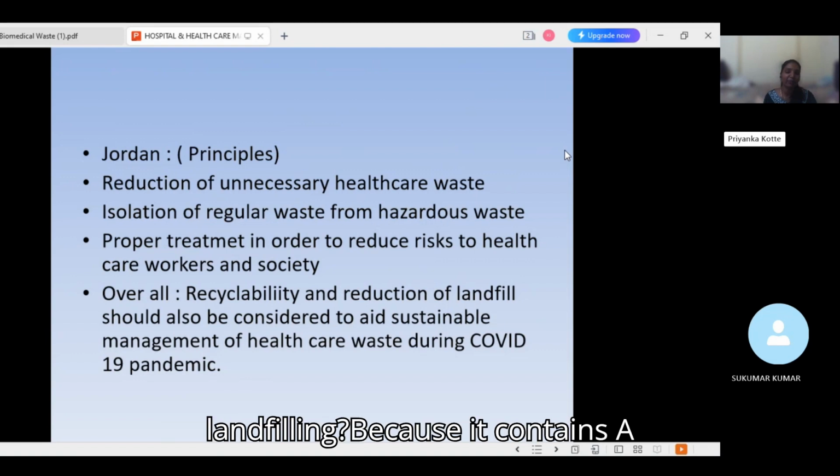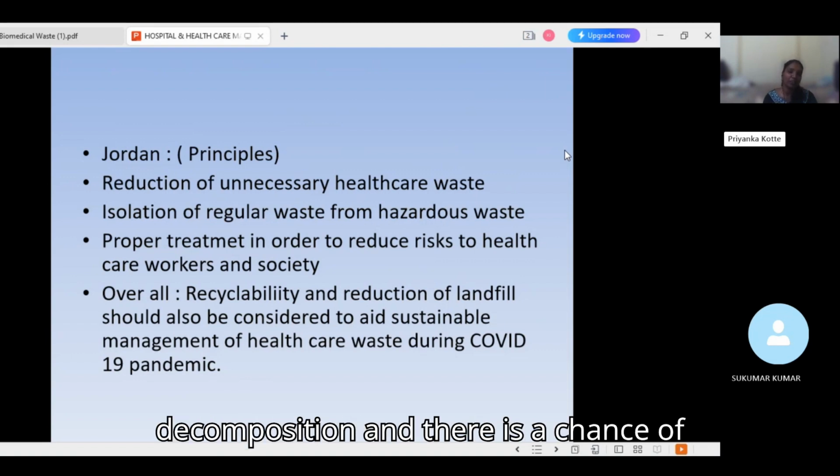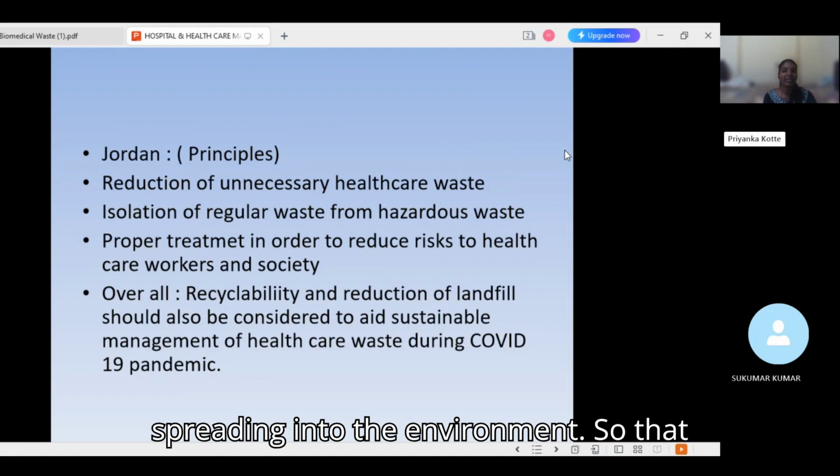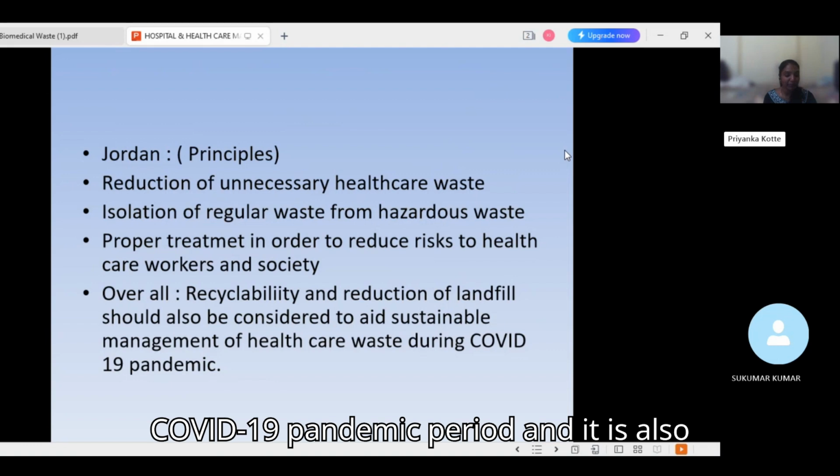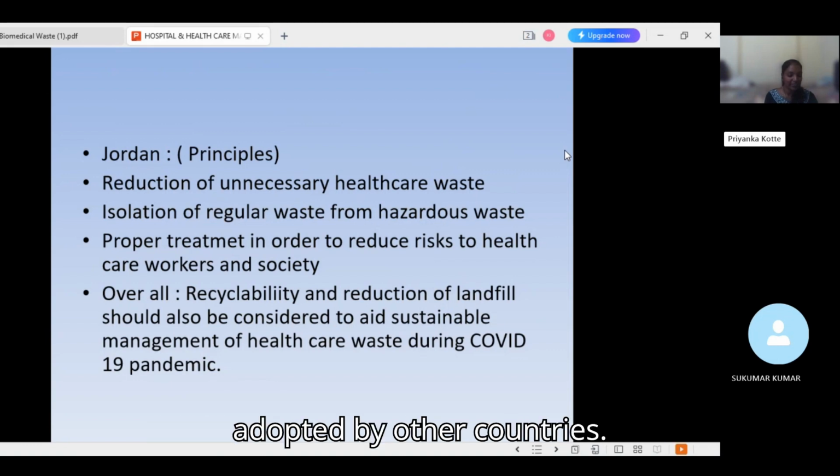Why do we need to reduce landfilling? Because the waste decomposes and there is a chance of spreading into the environment. So that has to be cut down. That is one of the elements which we learned during the COVID-19 pandemic period, and it was also adopted by other countries.